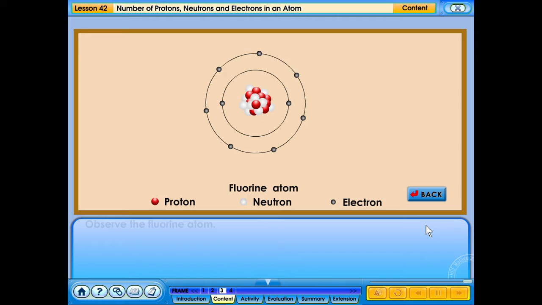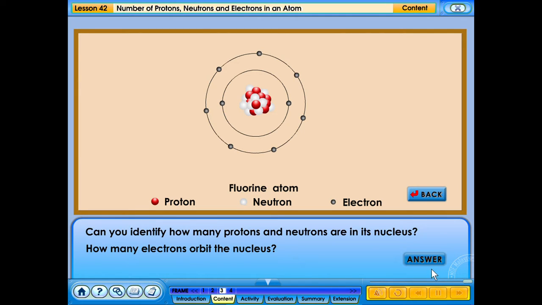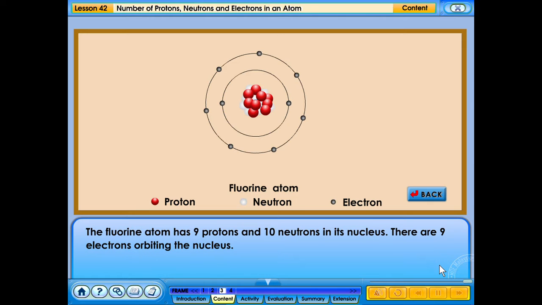Observe the fluorine atom. Can you identify how many protons and neutrons are in its nucleus? How many electrons orbit the nucleus? The fluorine atom has 9 protons and 10 neutrons in its nucleus. There are 9 electrons orbiting the nucleus.